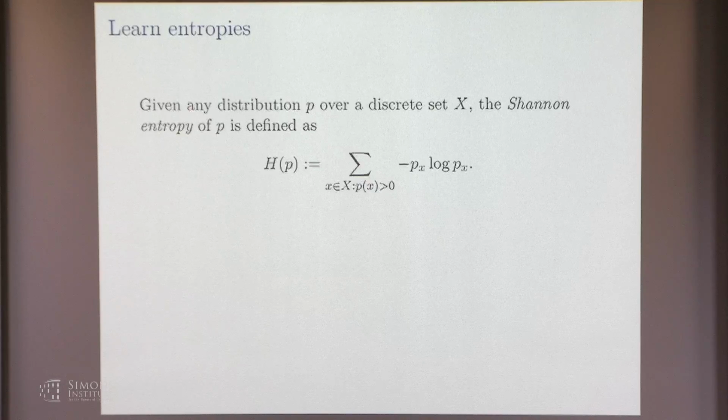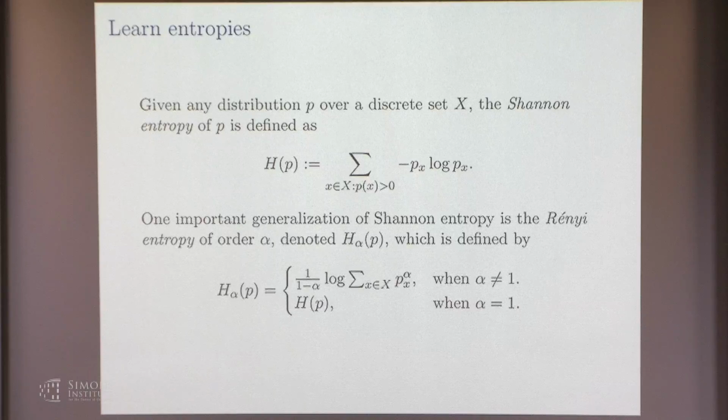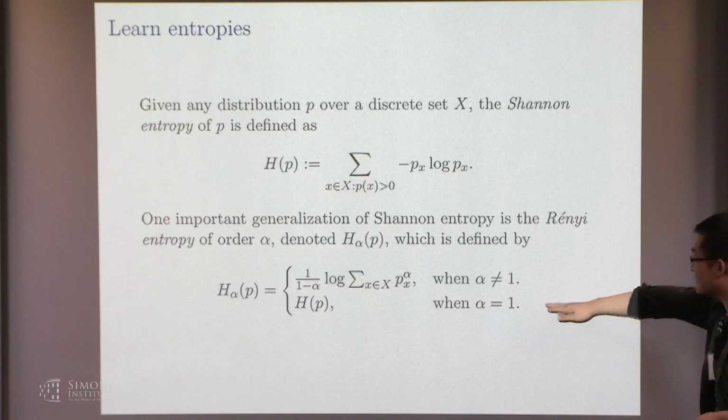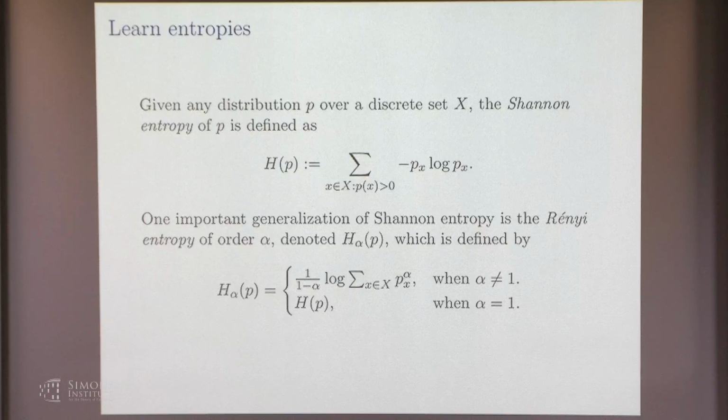Let me quickly recap the definition of entropies. The Shannon entropy is the summation of minus p log p. There is a natural generalization called the Rényi entropy with a parameter alpha, denoted H_alpha(p), which contains the Shannon entropy as a special case when alpha equals 1. When alpha does not equal 1, it is a normalized alpha-power sum.